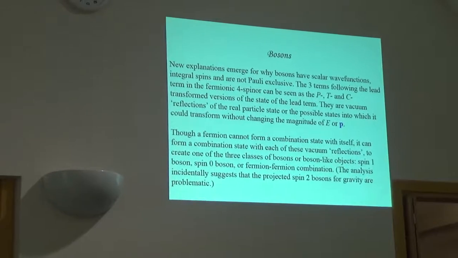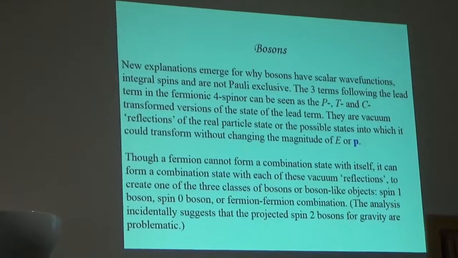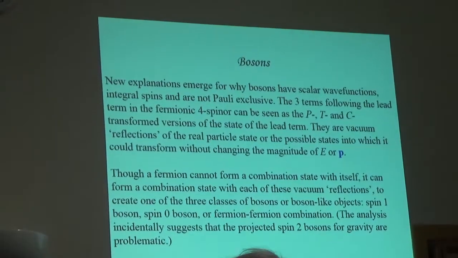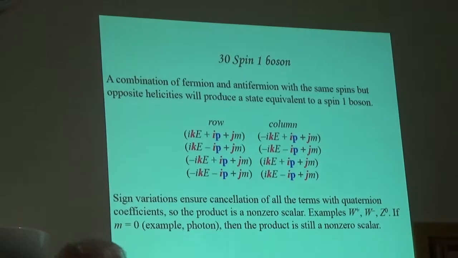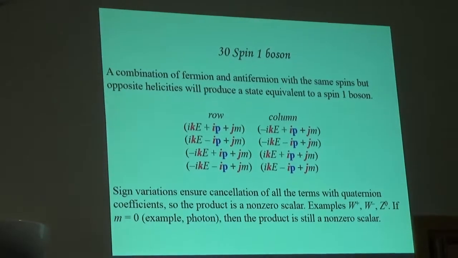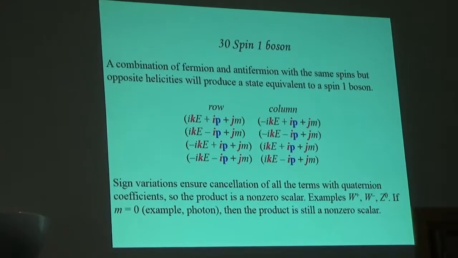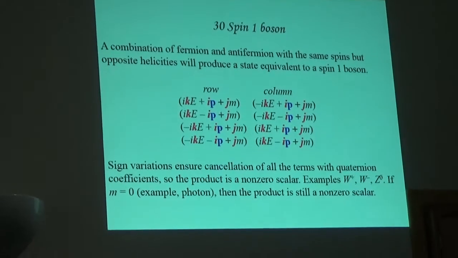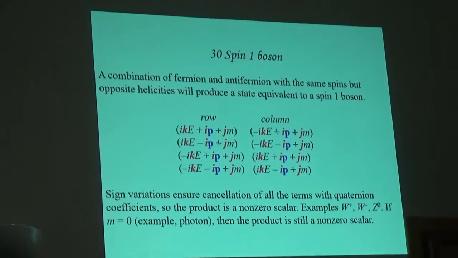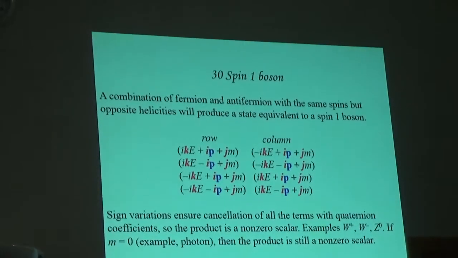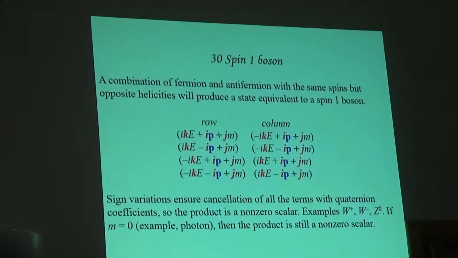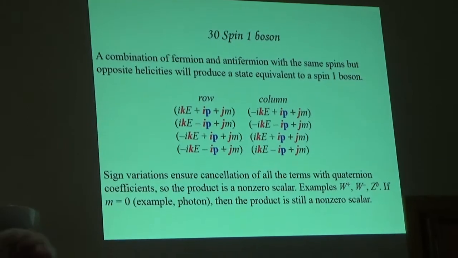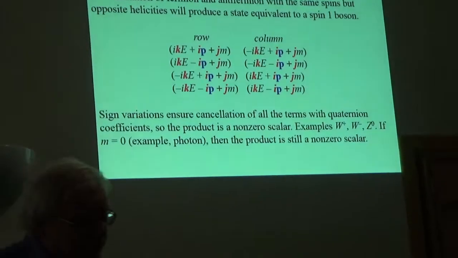Okay, let's have a look at bosons. They have scalar wave functions. How do we write those down? Well, this is the way we do this. This is a spin one boson. We have fermion, antifermion, and the fermion and antifermion have the same spin, plus P, plus P. So sign variations ensure cancellation of all terms concerning coefficients. You multiply all that out, you get a non-zero scalar. Good examples are W's and Z's. If M equals zero, and that would be a photon, then the product is still a non-zero scalar.